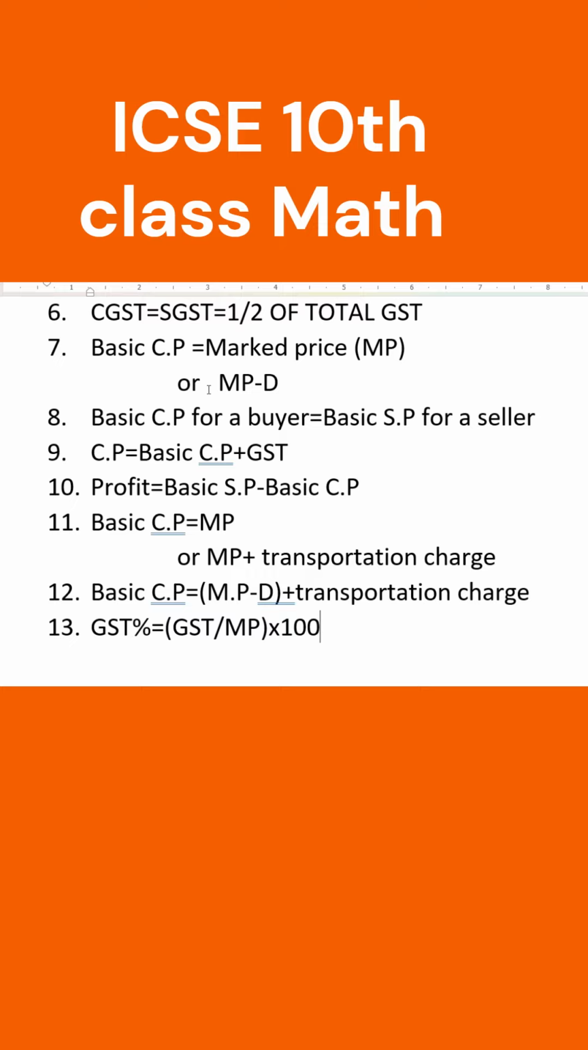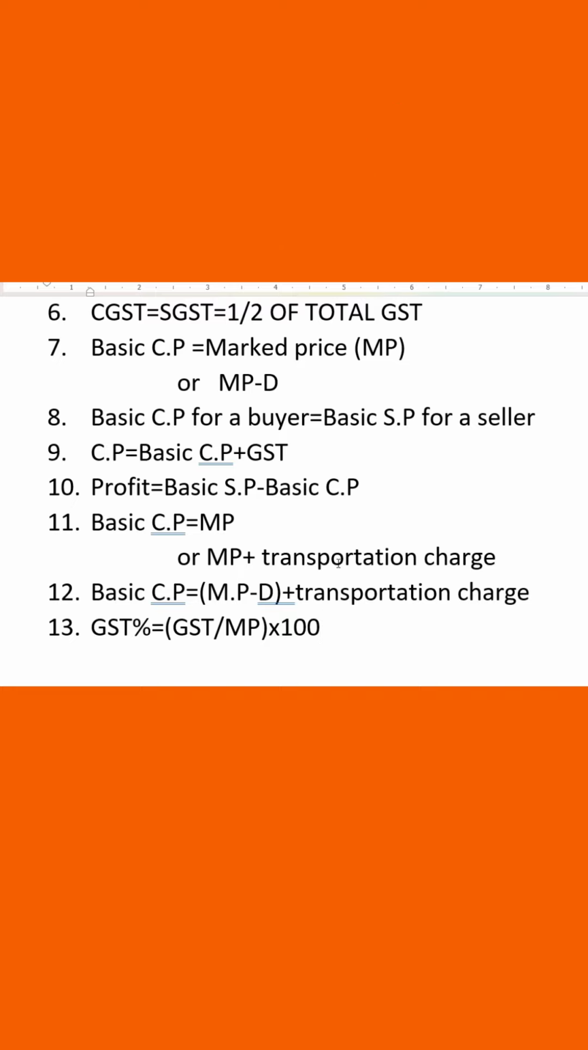If discount is given, basic CP is your MP minus discount. This is your basic CP. If transportation charge is given, then basic CP equals MP plus transportation charge, this one.